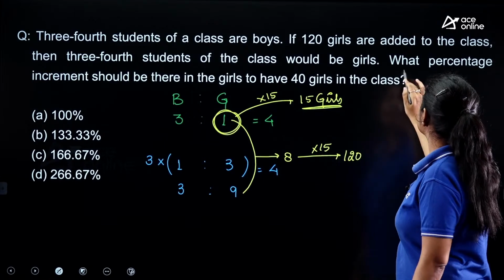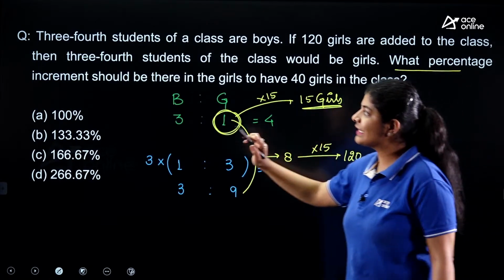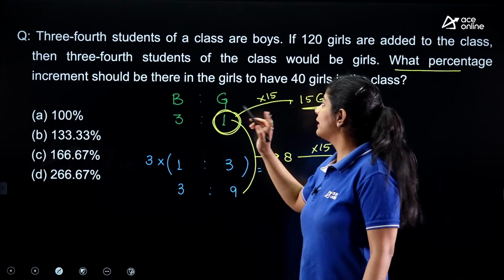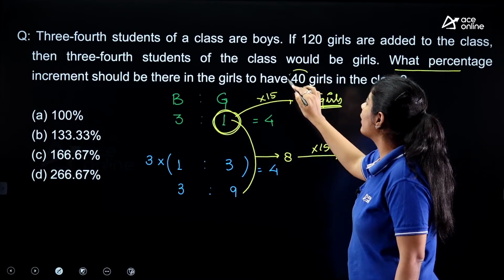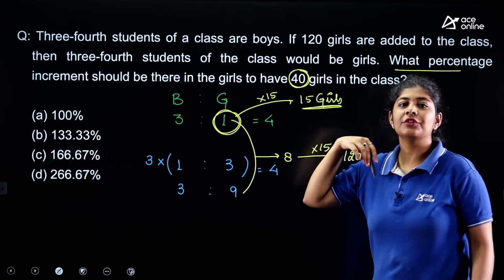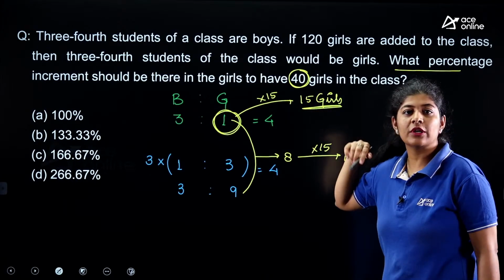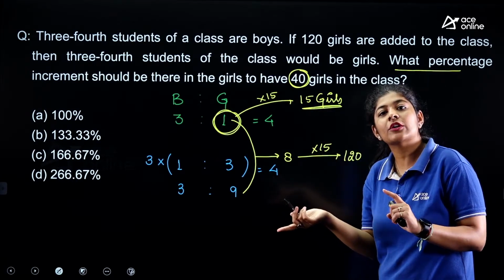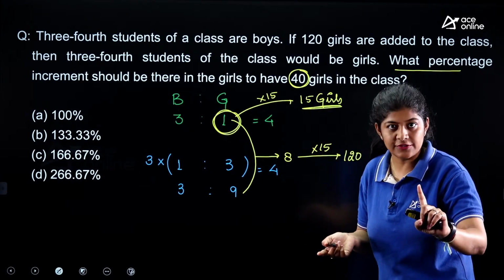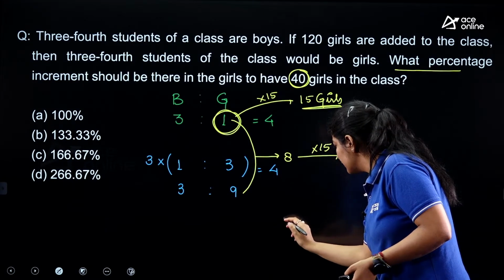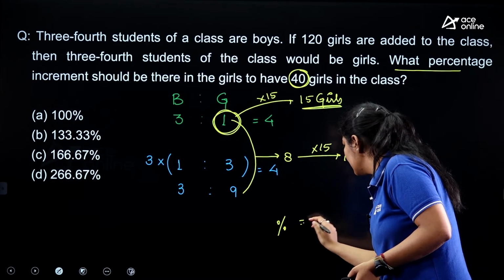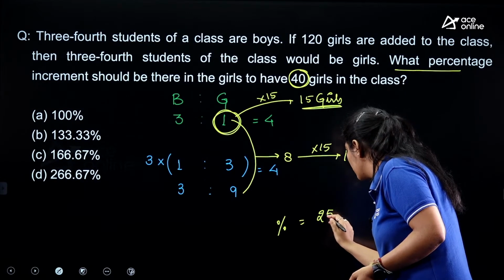Now the question is asking what percentage increment should be there in the girls to have 40 girls. Now what do I need to do? I need to make this 15 as 40. That means I need an increment of 25 girls, right? I need 25 more girls.